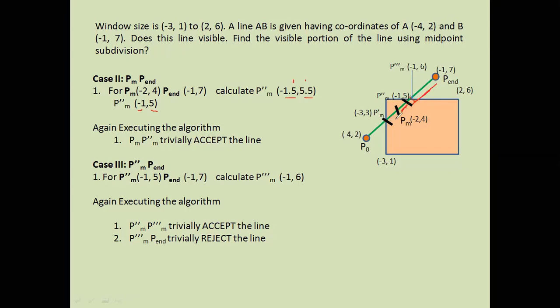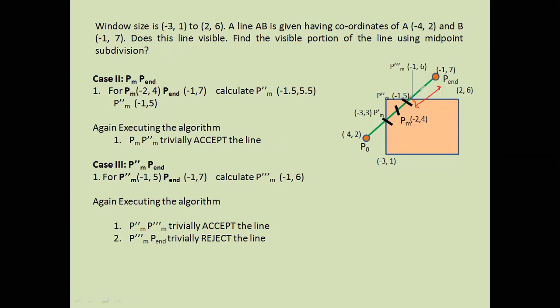Now when we apply the algorithm on this part, after applying the OR operation, this can be trivially accepted. PM to PM double dash can be trivially accepted. So the algorithm will terminate here, and now the algorithm will be applied onto the rest of the part. The rest of the part is this only now. For this part the algorithm will be applied.